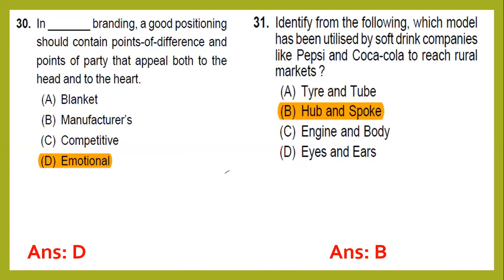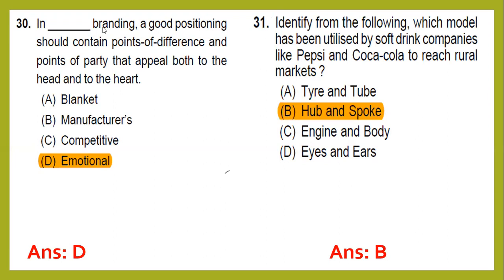In the dash, in the emotional branding, a good positioning should contain points of difference and points of parity that appeal both to head and to the heart. So the correct option is D, emotional. We go to the 31st question. So the 31st question is like this.